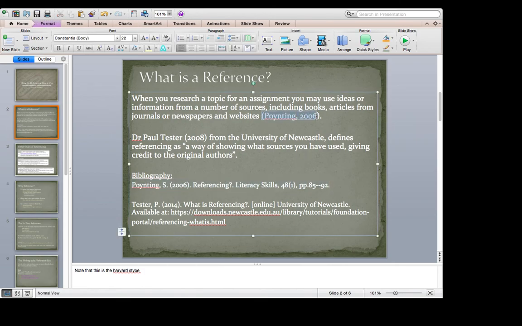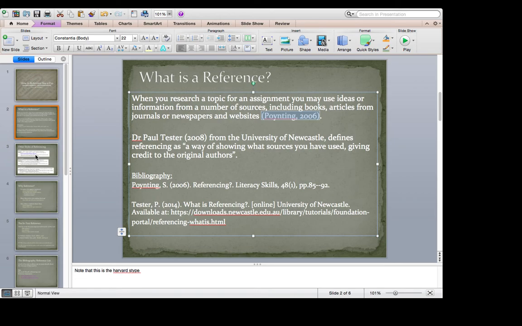What this is called is an in-text reference, so you can get the basic information in text. I've gone on to say that Dr. Paul Tester, 2008, from the University of Newcastle, defines referencing as, and you can tell this is a direct quote from him because I've included the double quotation marks here, a way of showing what sources you have used, giving credit to the original authors. And this I got from a website. The website was the University of Newcastle. There's the URL there. The title of the webpage was What is Referencing, and it was written in 2014, Tester, P.